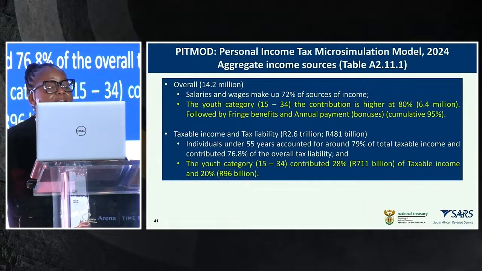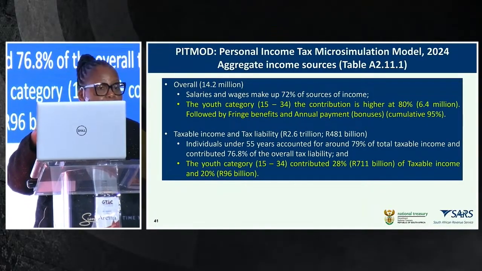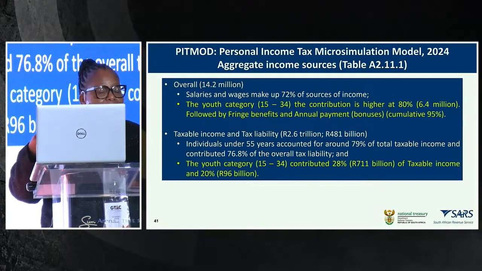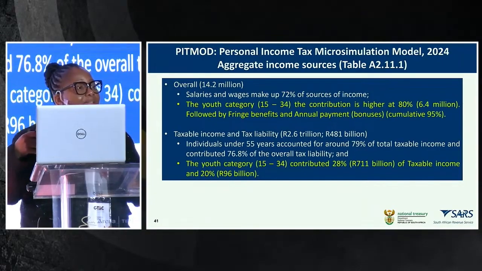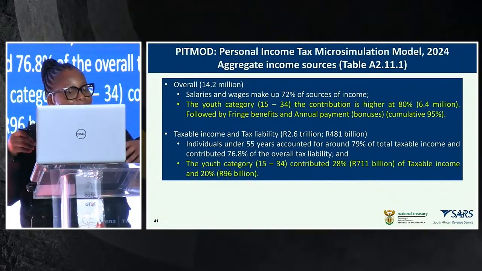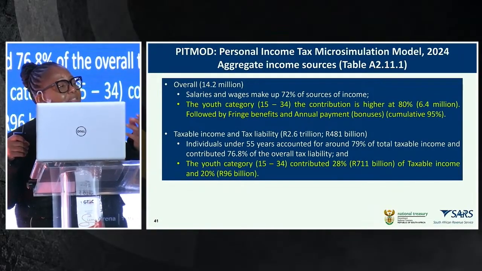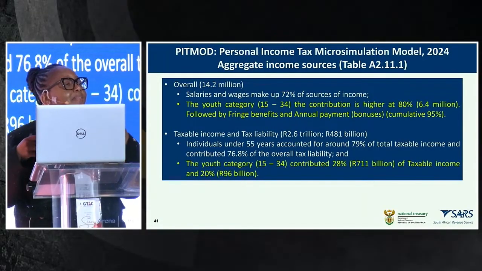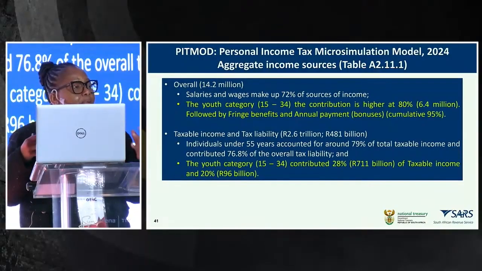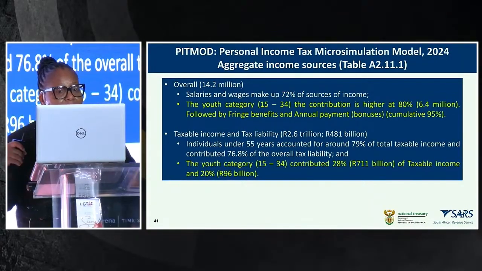Table 82.11.1 talks about the aggregate income sources. So where do they earn their income from? And again, if you look at the table, we do give a long list of sources of income. So other than salaries, other than annual payment bonuses, fringe benefits, there's a whole long list that also allows you to start looking at different sources. How do they change over time?